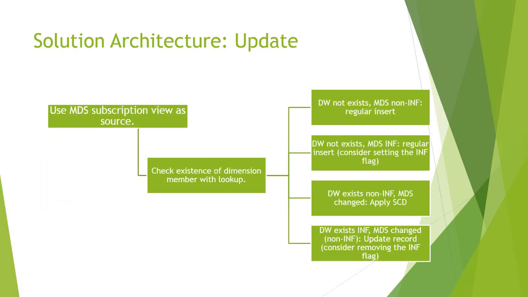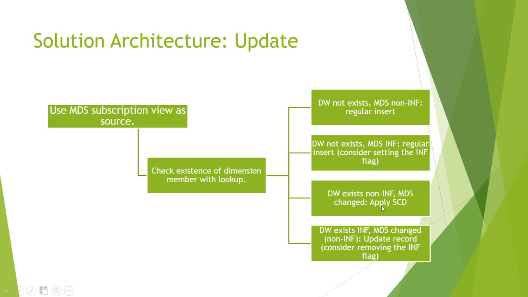For the loading dimension we just use the MDS subscription view as a source, and we check the existence of the dimension member with a lookup. If that dimension member does not exist and it's not an inferred dimension member, just regularly insert it. If it does not exist in the data warehouse and this is an MDS inferred member, then just regularly insert and set the inferred member flag, and just write back again to the MDS as well.